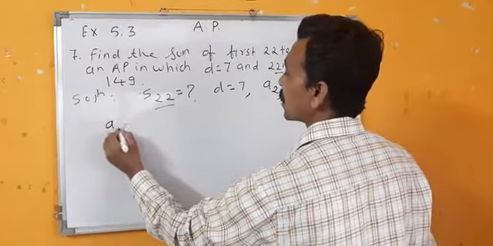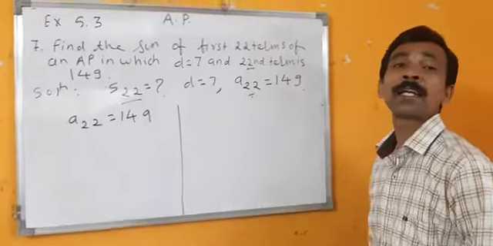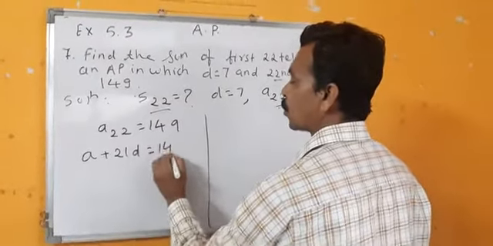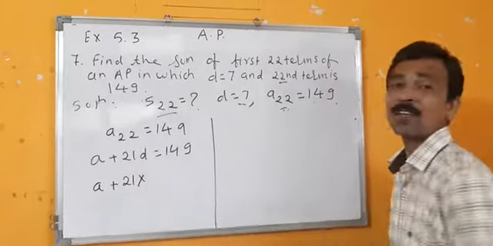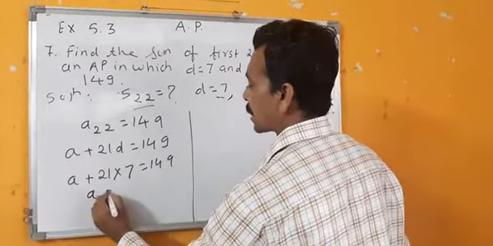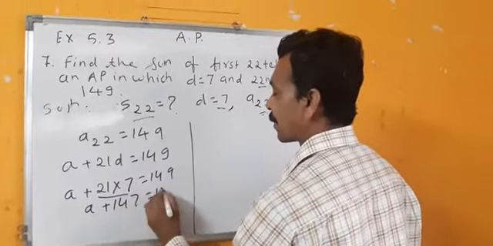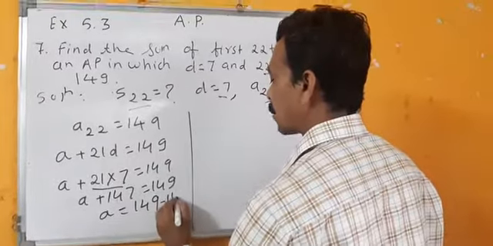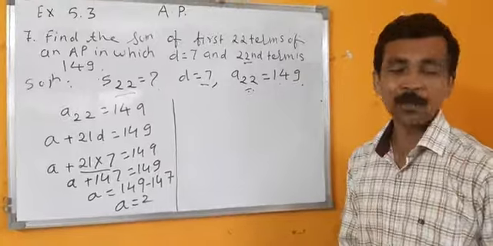So I will first use A22 is equal to 149. How do you write A22? A plus 21D is equal to 149. A plus 21 into, what is the value of D? 7, is equal to 149. A plus 21 sevens is 147, so 147 is equal to 149. A is equal to 149 minus 147. A is equal to 2.